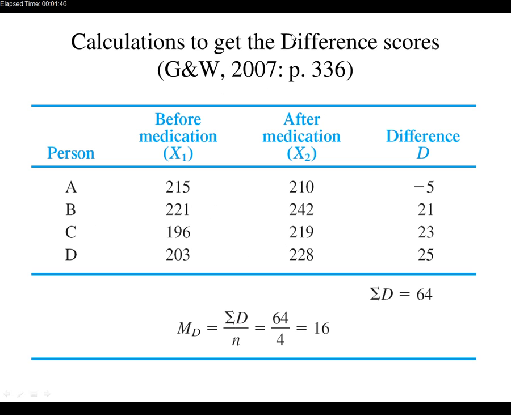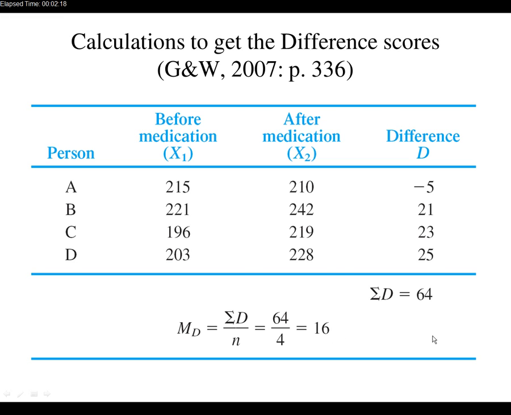Here are the calculations to get the difference scores. You remember, so person A, B, C, and D, before the medication, this is their score. This is the X2 scores after the medication. This is the difference. So the sum of the differences equals 64. The mean difference equals the sum of the differences divided by n, which is 64 divided by 4 equals 16.